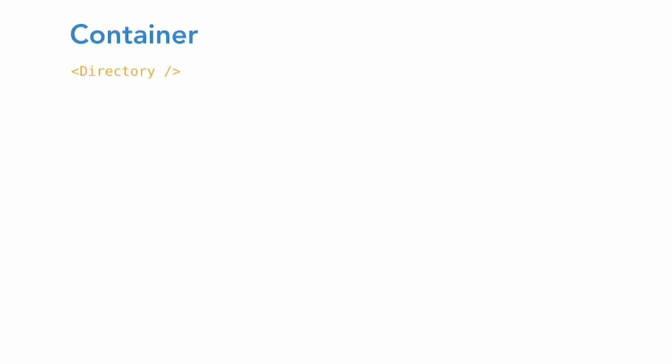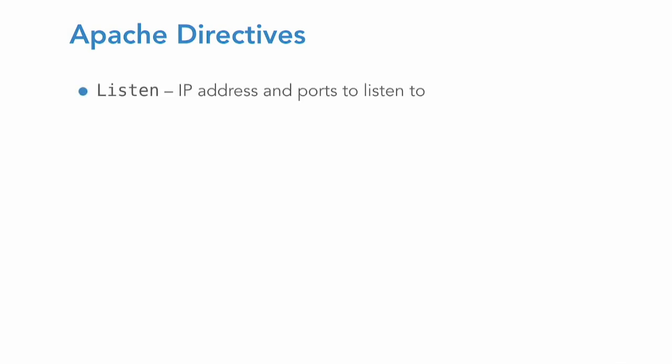Global directives are alone on the line, but directives can be inside a container. A container begins with the container name within angle brackets. The container holds various directives and then closes similar to how HTML or XML works. We won't cover all directives in this video as there's over 650 of them, but I will highlight some more common ones. Listen specifies the IP address and ports to listen to.